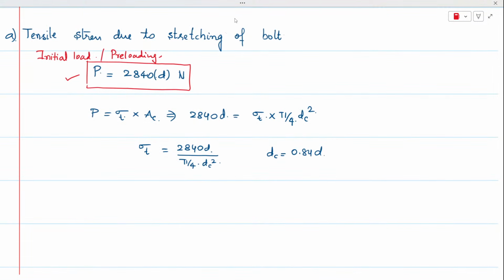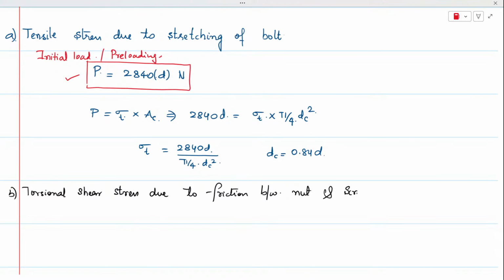Next, whenever we are trying to tighten the bolt in the screw and nut assembly, the torsional shear stress will be induced due to the friction between nut and bolt, nut and screw, during tightening.